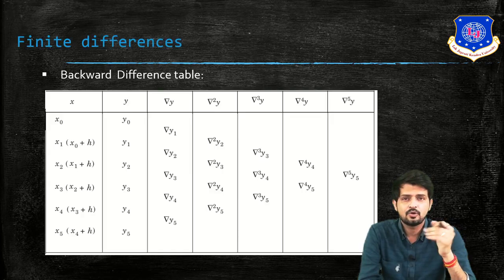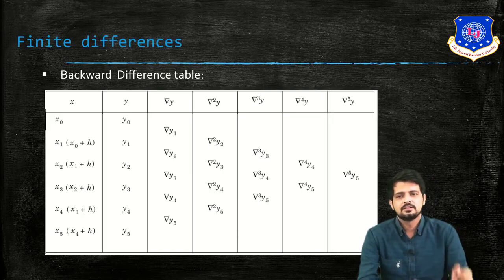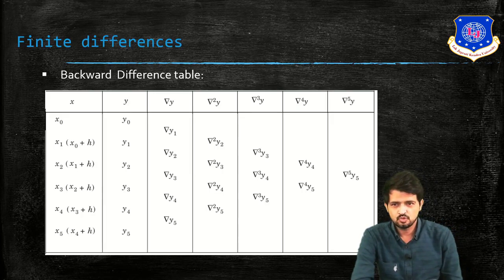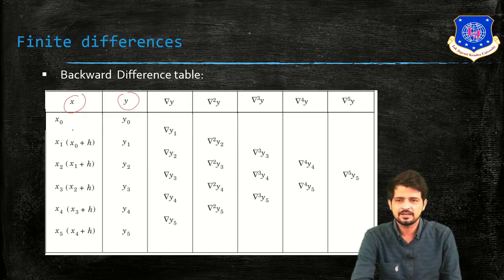Fine. Here I have drawn the backward difference table. The first two columns are the same here. See, you can see, first of all the column x is there, then y. These values will be given. We have to just write x0, x1, x2, x3 and so on, and y0, y1, y2, y3 and so on. This is the first backward difference. It will start from nabla y1. Remember, it will start from nabla y1.